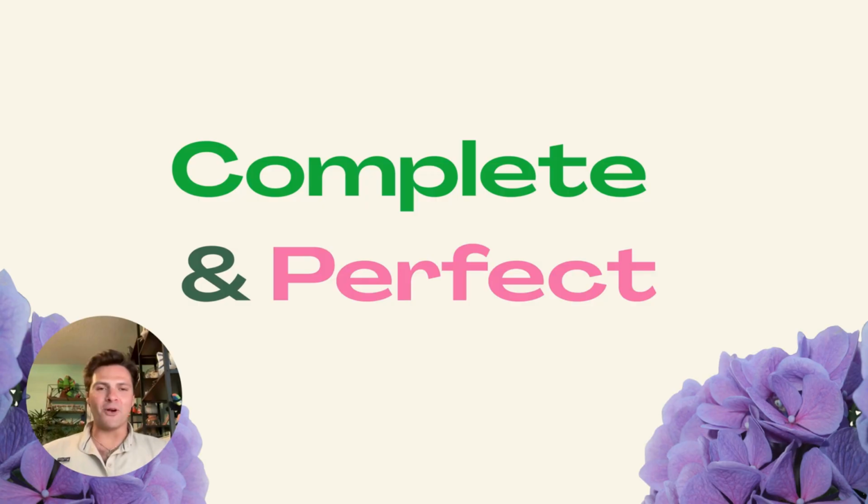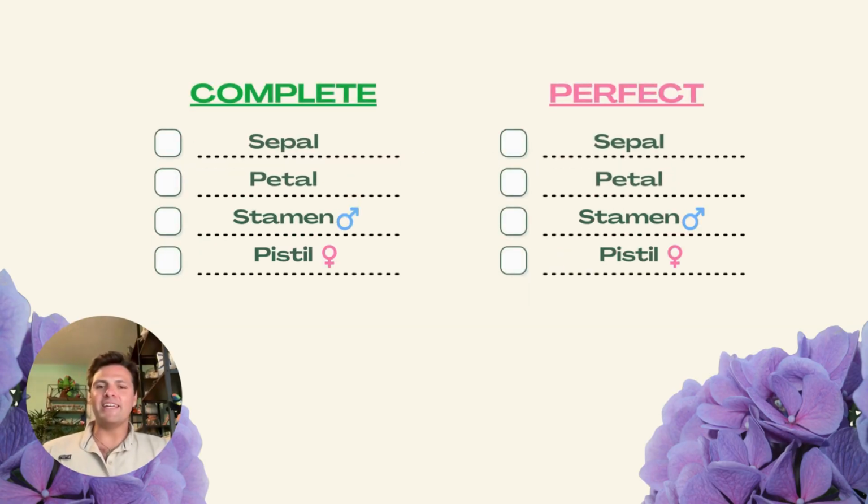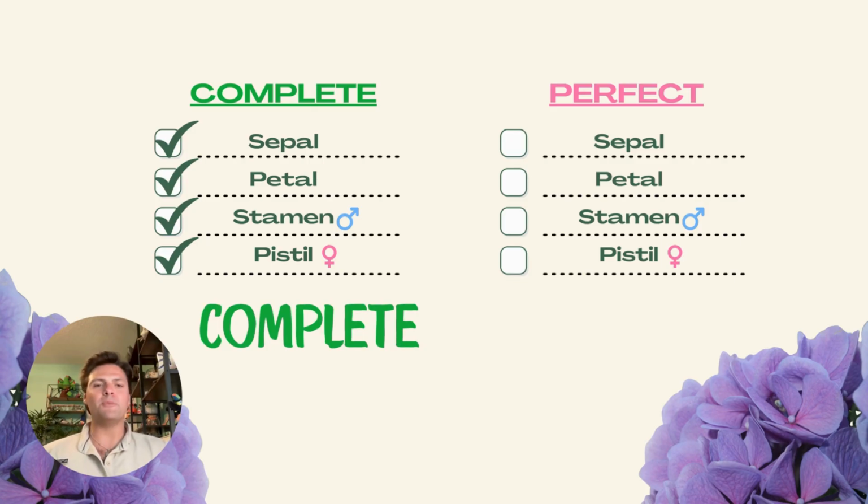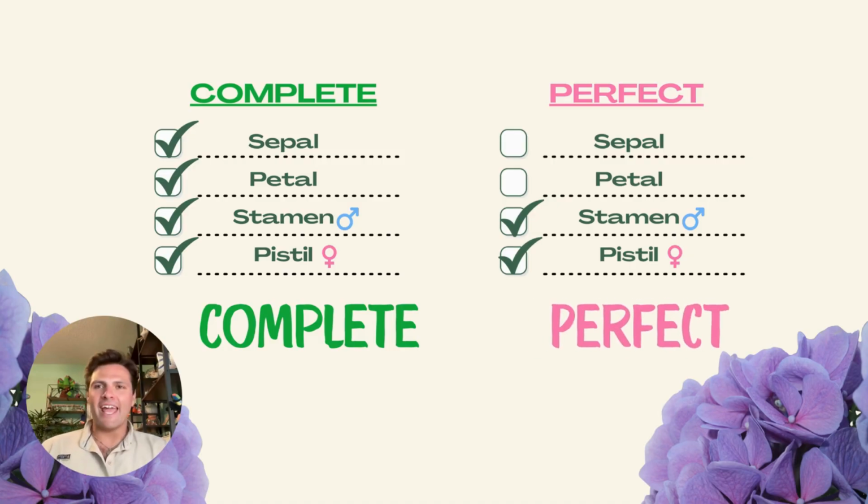So complete and perfect, side by side, I find very interesting because, to be complete, you need those core four: the sepals, the petals, the stamen, which are the male reproductive parts, and the pistil, which are the female reproductive parts. But to be perfect, you only need the two reproductive parts, that stamen male and the pistil female. And it leads to an interesting conclusion based off this classification.